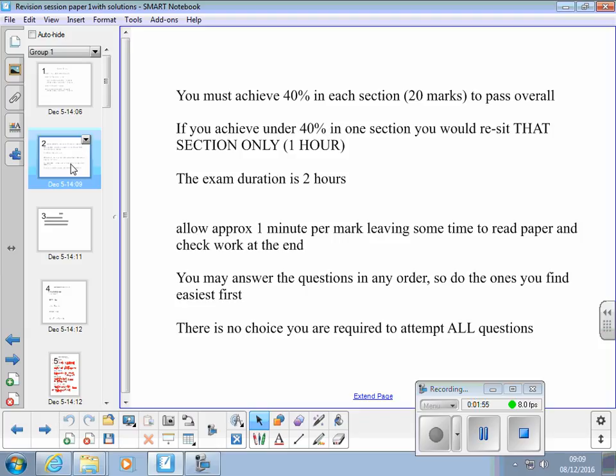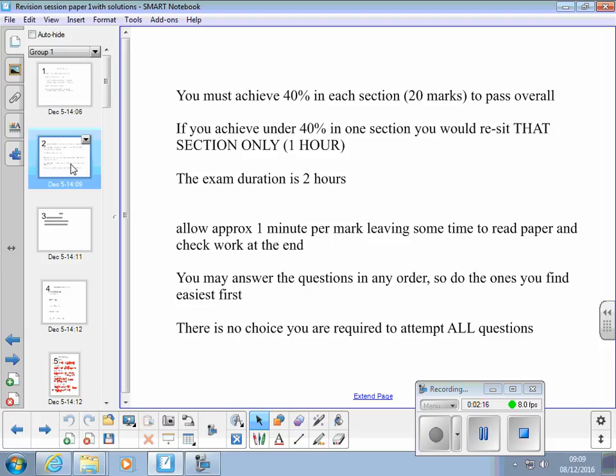Okay, so exam duration is 2 hours. My suggestion is allow approximately 1 minute per mark, so that's 100 minutes. That leaves you kind of 20 minutes to read the whole paper up front and understand everything you've got to do, and a little bit of time for checking at the end.